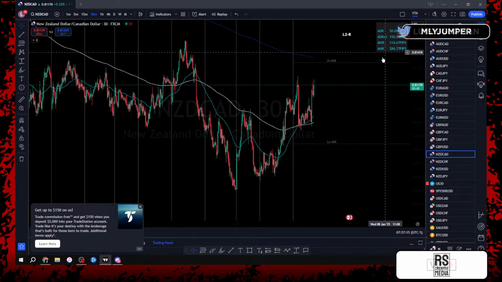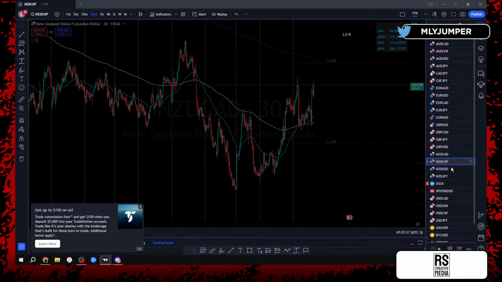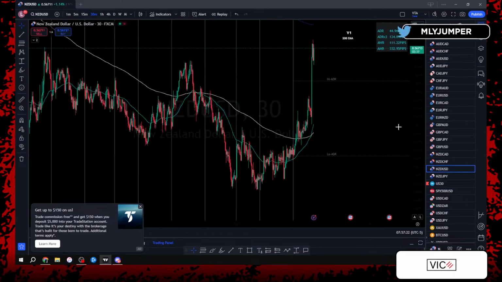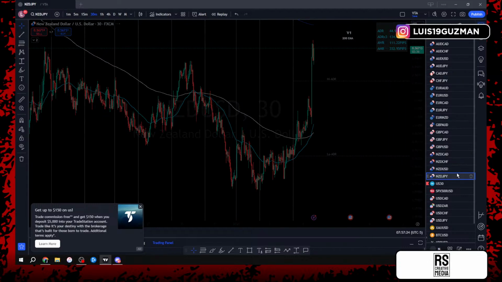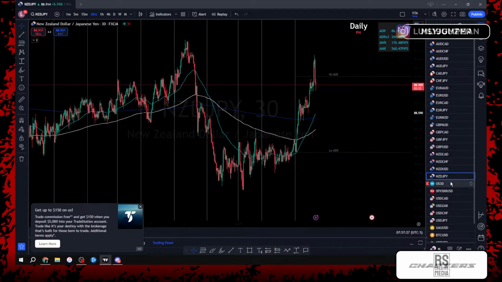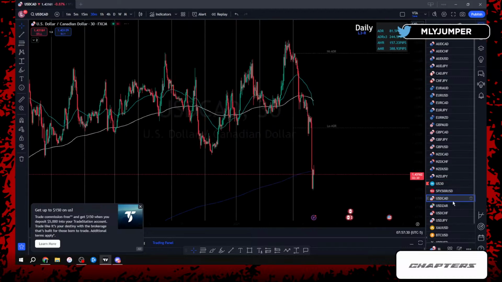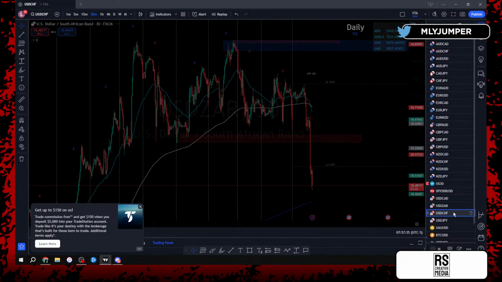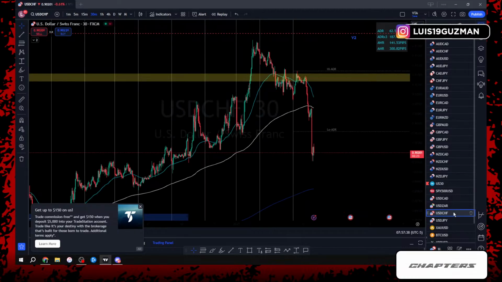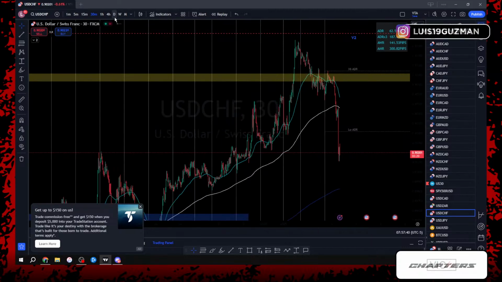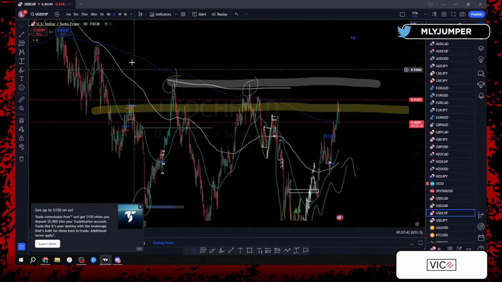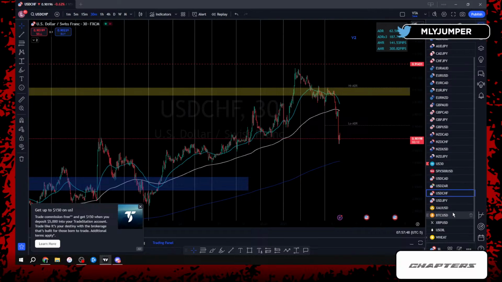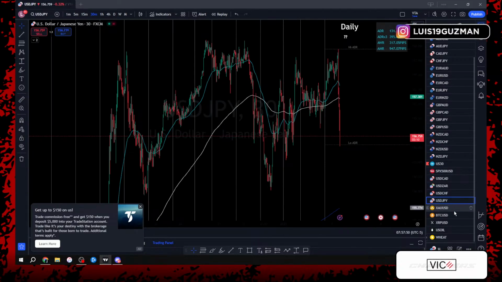NZD CAD, boom, 50 pips. Add NZD CAD, right? NZD CHF, perfect, 38 pips. NZD USD, perfect, 44 pips. NZD JPY does 86. I wouldn't add that. USD CAD neither, it is 81 pips, and market structure on it is difficult to read for beginners. USD CHF, it does 62 pips. No, I would add USD CHF. If you end up adding USD CHF, let me know how you like it, and then I'll give you my reasoning as to why I say that.